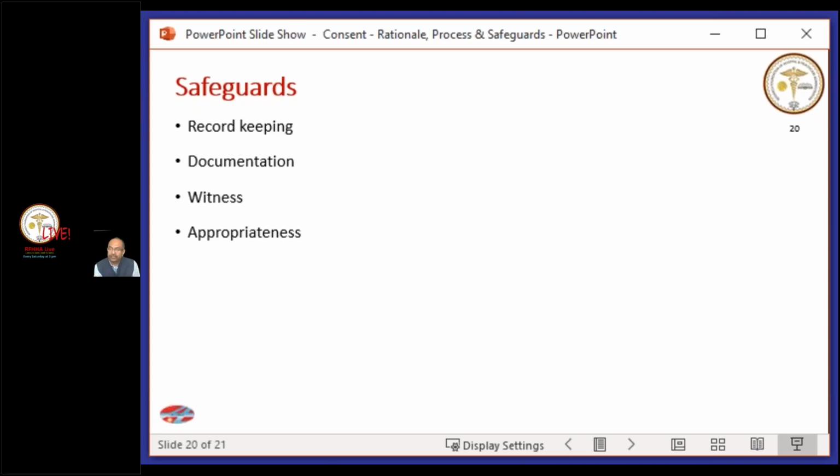Therefore, record keeping, we all know, is so necessary, and it can be discussed subsequently in more detail. But needless to say, at this stage the consent must be recorded, and that paper should be preserved as part of the patient record. Documentation includes all the aspects we have covered: the doctor's signature, the patient's signature or the guardian's signature, and a witness.